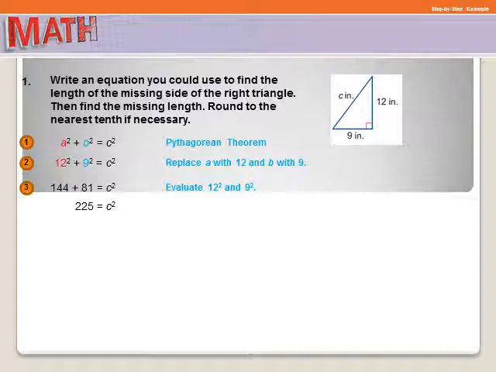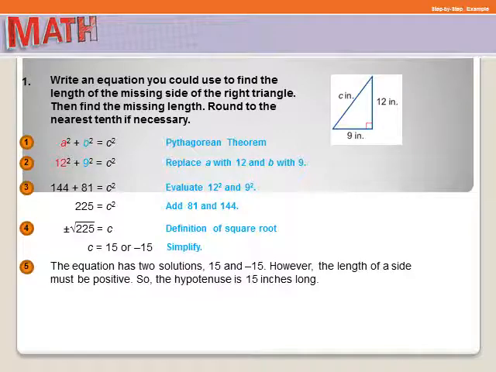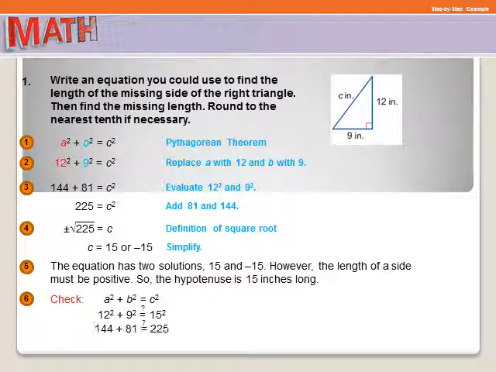So in order to get the side C, or the length of the side C, it's going to be equal to the square root of 225, which will be equal to 15 or negative 15. But because this is a length, it can never be negative, so it will always be positive only. So the hypotenuse here is equal to 15 inches long. We can check our answer by trying 15^2 and A^2 + B^2.